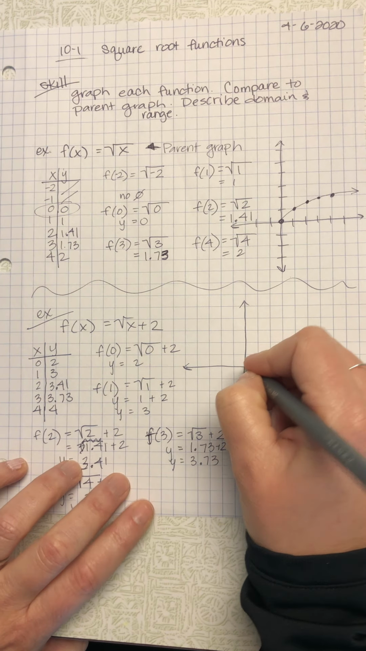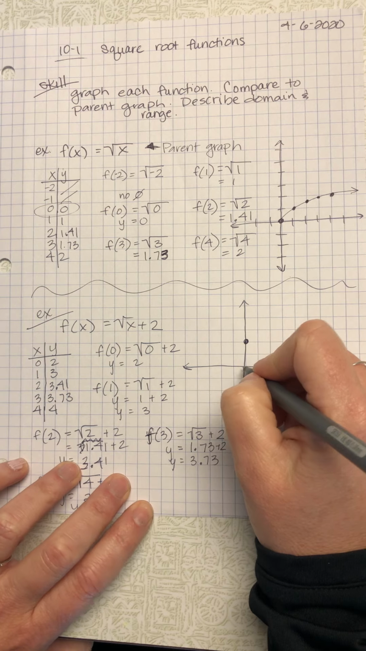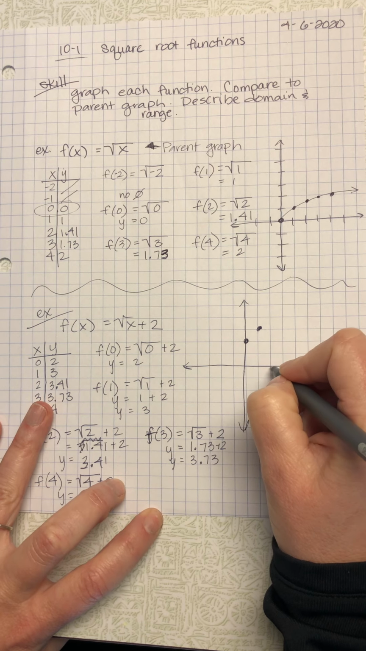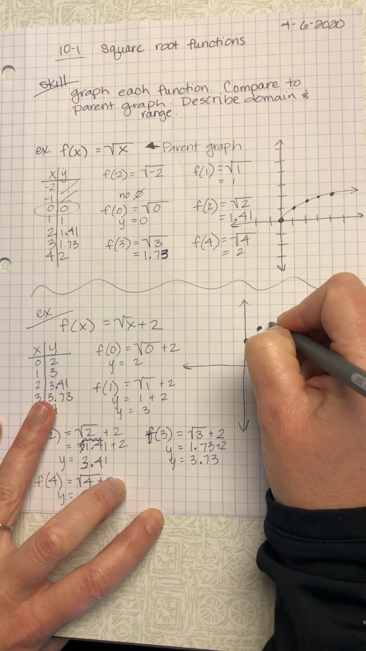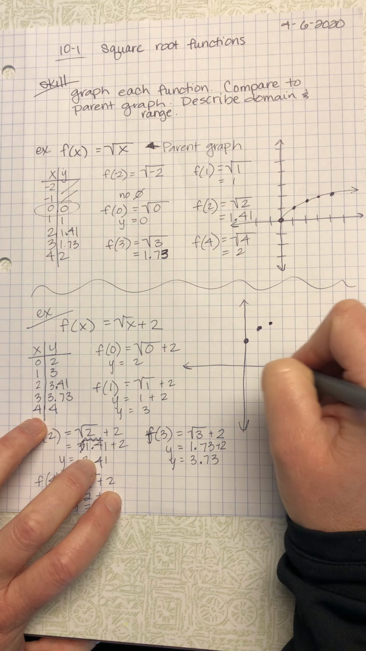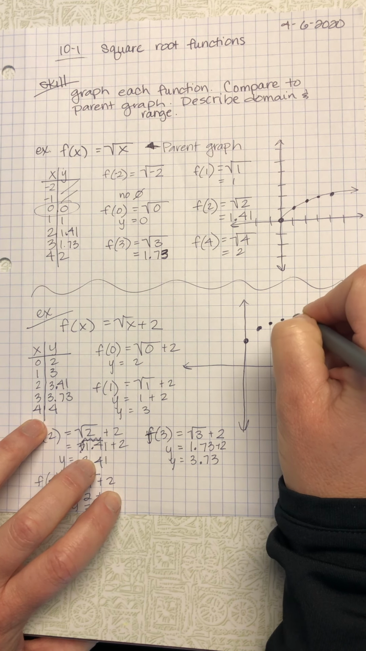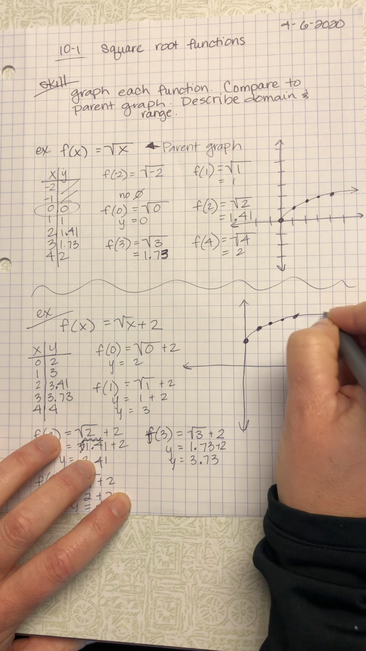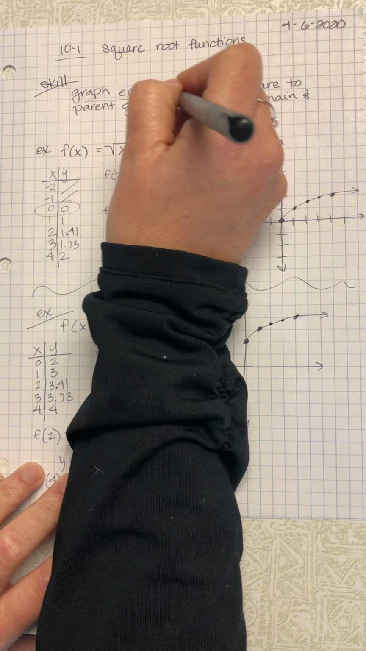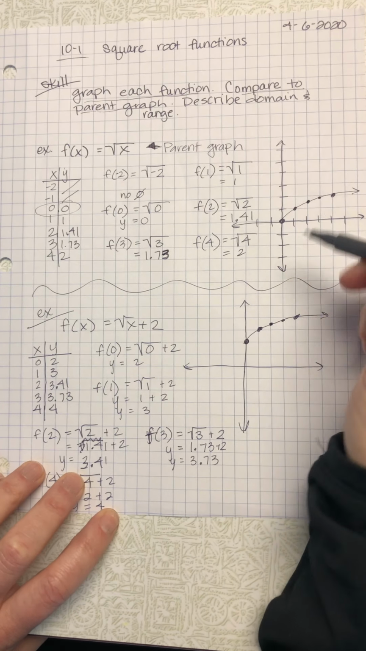So 0 on the x, but up 2. Then 1, 3; 2, 3.5; 3, 3 and almost 3/4; 4 and 4. Okay, so this is our new graph. The second thing we need to do now is compare to the parent graph. So how has this changed?